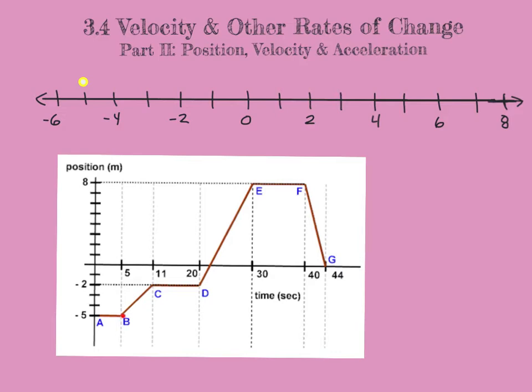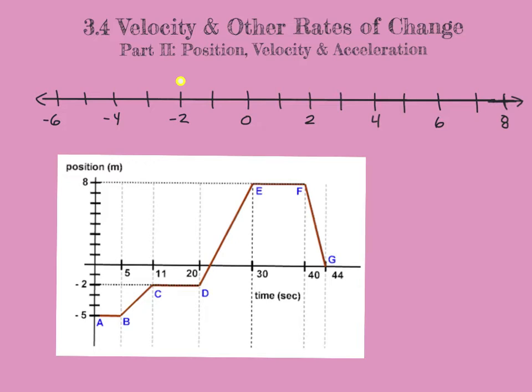Then at B, from B to C, these are just here to help us. From B to C, that particle does move. Over these next 6 seconds, from seconds 5 through 11, our particle moves at a constant rate from the position -5 up to the position -2. What does that mean? The velocity, which is speed and direction together, is positive because our particle is moving from a negative number to one that is less negative. It's moving in the right direction.